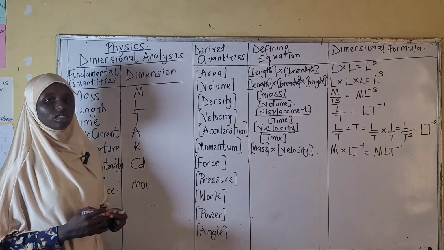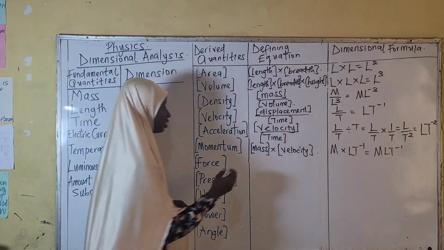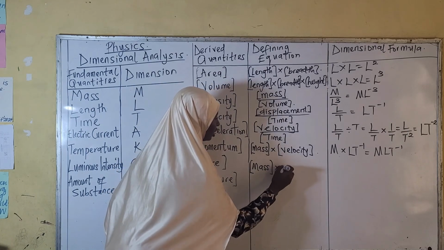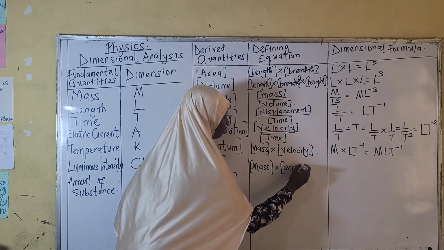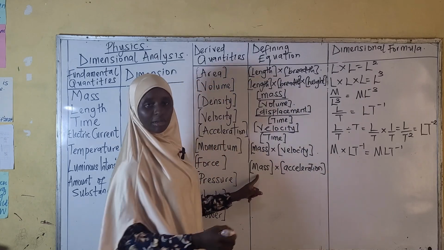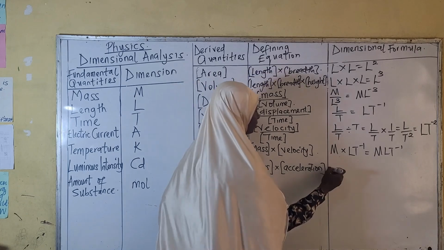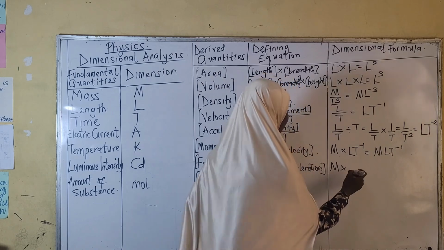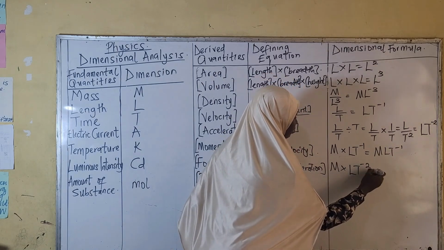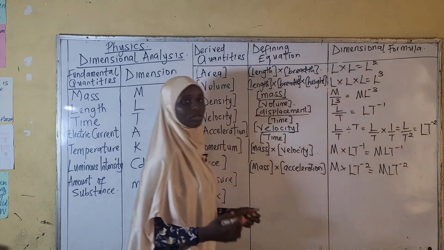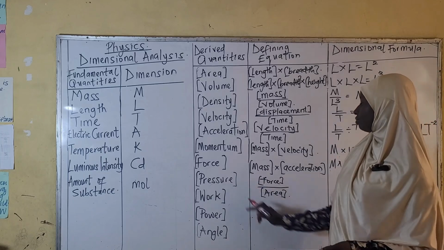So the next one is force. I know that force is mass times acceleration. The dimension of mass is M, times acceleration, which is LT minus 2. So that will give me MLT minus 2.